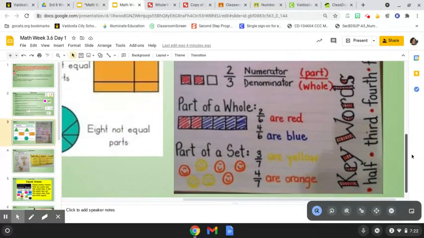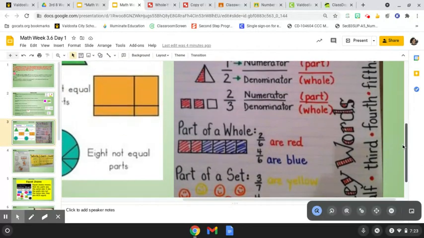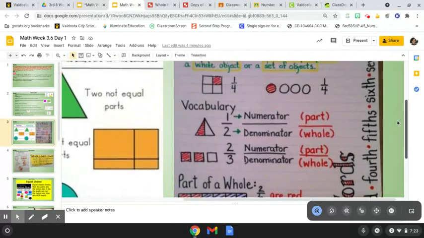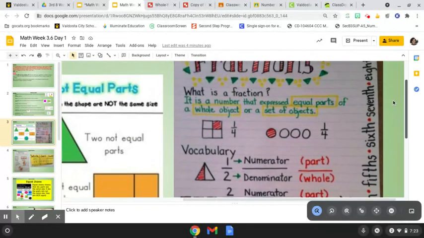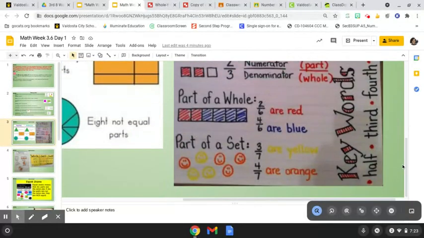Make sure you know your keywords. Half is 2 equal parts. Thirds, a third is 3 equal parts. Fourths, 4 equal parts. Fifths, 5 equal parts. Six equal parts. Sevens, 7 equal parts, and eighths, 8 equal parts.